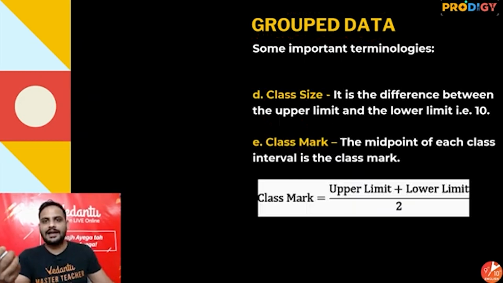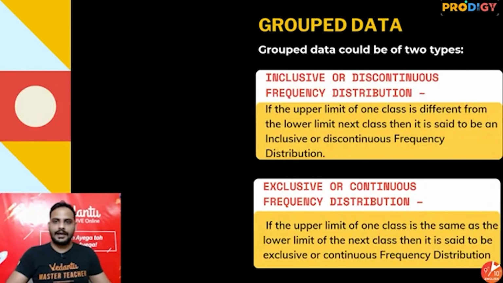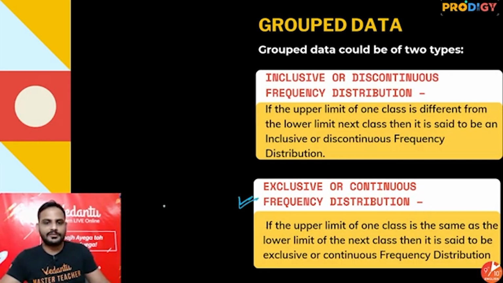All right, now class size. Class size is the difference between upper class limit and lower class limit. Class mark is the middle value, so upper class limit plus lower class limit divided by 2. Simple formulas. All right, now I have told you about the continuous group frequency distribution table.